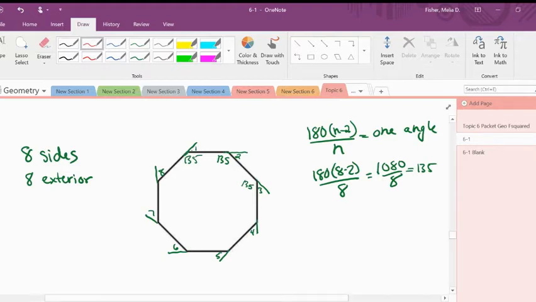So then to find the measure of one exterior angle, we know that that's 180. So we do 180 minus 135, and we get 45. That means that each of these out here is going to be 45 degrees. And 45 degrees times 8 angles is 360 degrees.